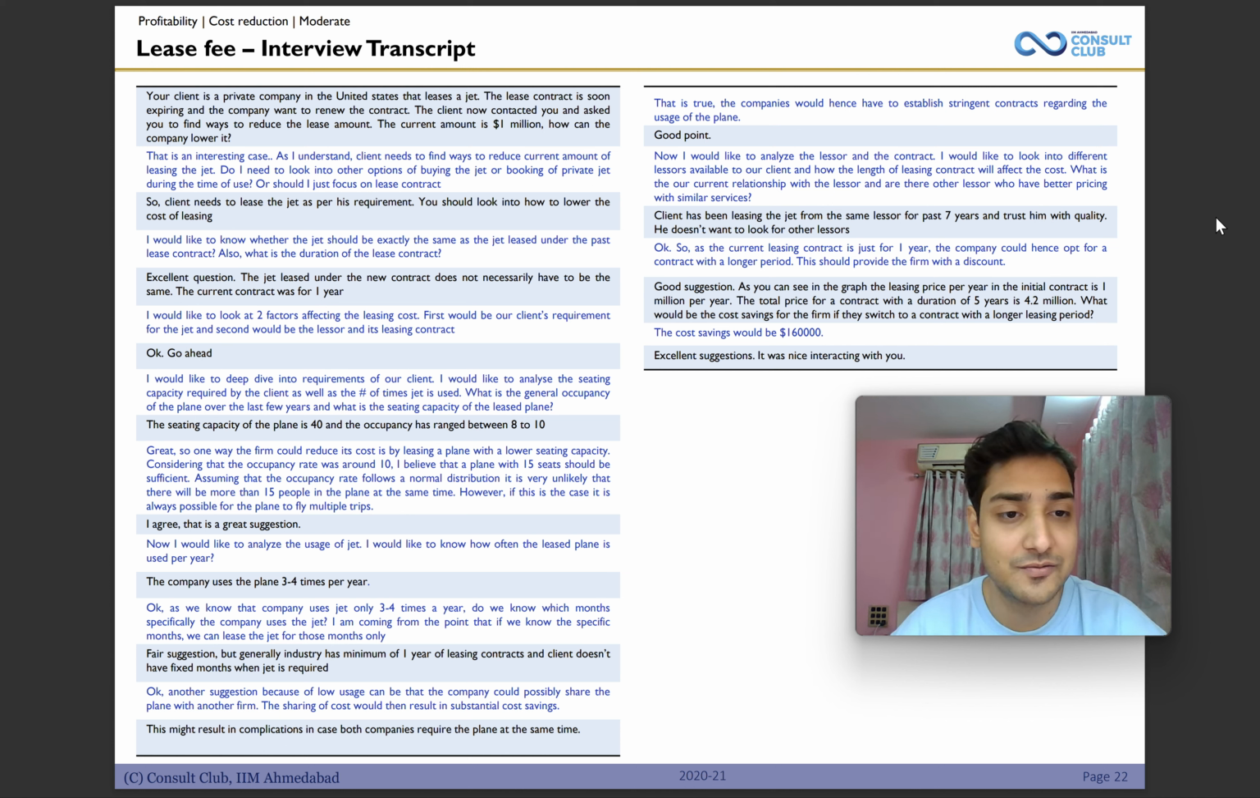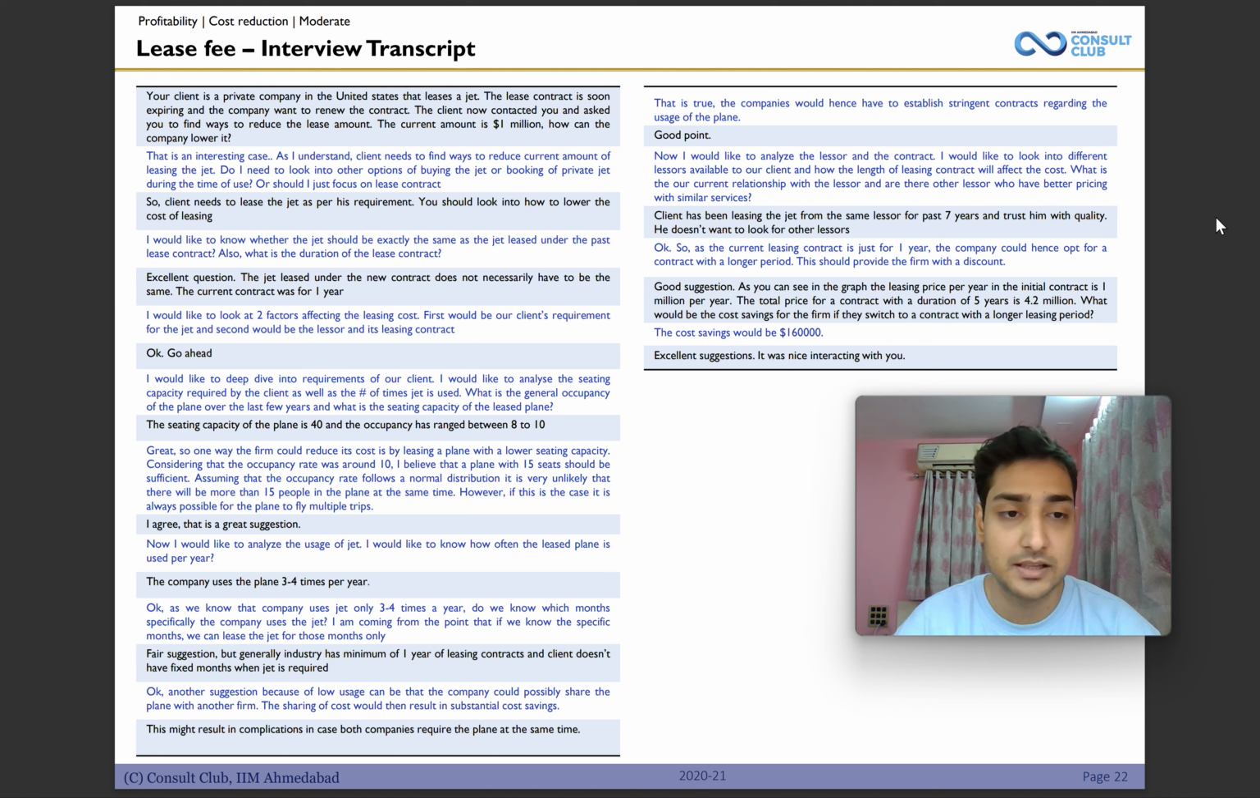So this is very different from a typical profitability case study interview. In this, you have to think on your feet about what exactly would be possible options for the company to reduce cost. Generally, when you buy things in bulk or for a longer duration, you get a discount. So you can apply that principle and lease for more than 1 year, since the client has been leasing for 7 years continuously. He can extend it for 5 years since he is a regular user of the plane.